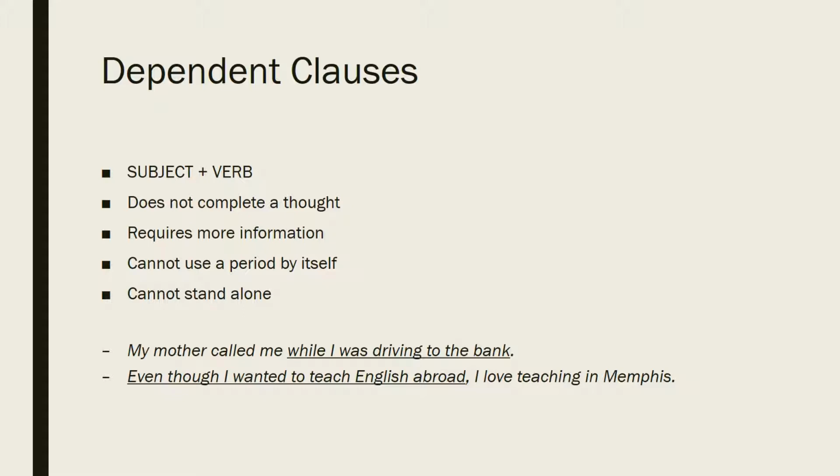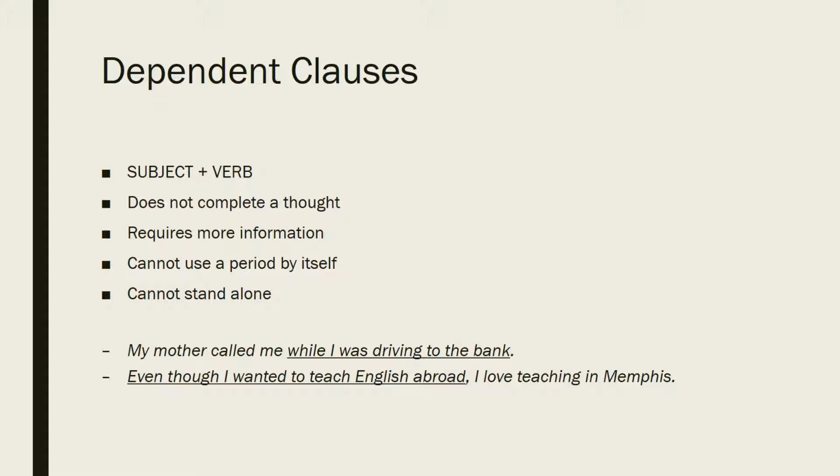And so here I have two different sentences that include an independent clause along with a dependent clause. The first sentence I have is, my mother called me while I was driving to the bank. In this sentence, the dependent clause is the underlined portion, while I was driving to the bank. It has a subject, I, and a verb, was driving. However, while I was driving to the bank is not a complete thought.